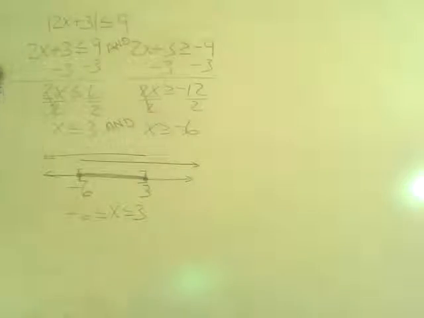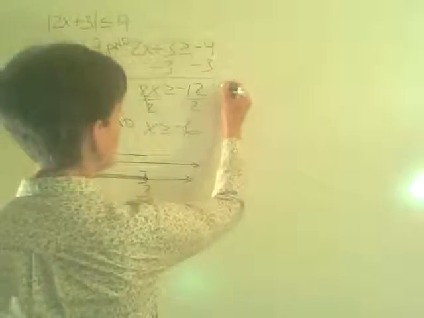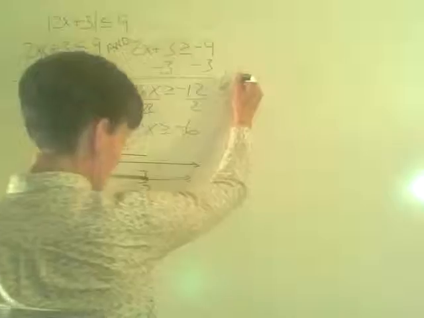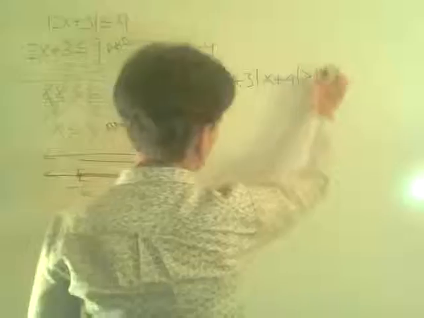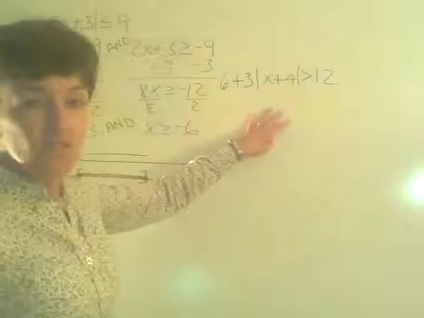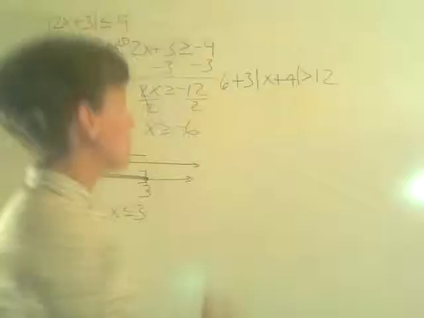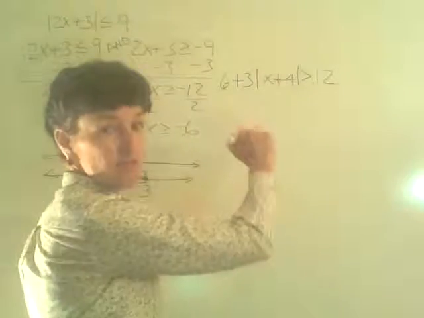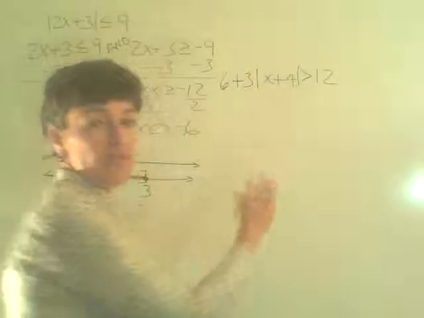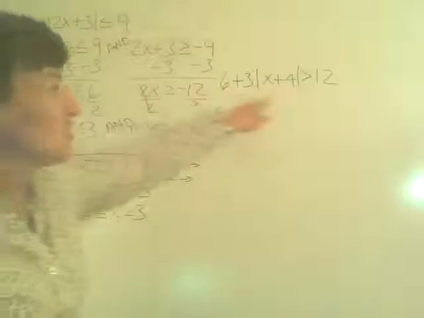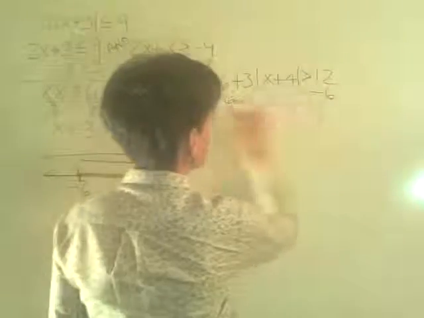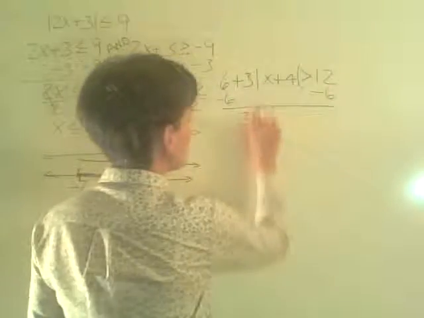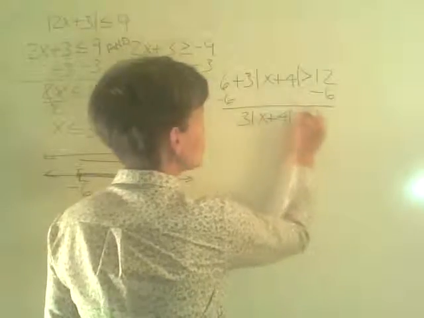All right, so let's do another one, but this time it's going to be an or. So we'll start down here. 6 plus 3 times the absolute value of x plus 4 is greater than 12. Now, notice this one has a couple of issues. I have got some things sitting over here with my absolute value that need to move because we can't write our two inequality statements until the absolute value is by itself. So the first thing I'm going to do is move the 6. And so then I have 3 times the absolute value of x plus 4 is greater than 6.